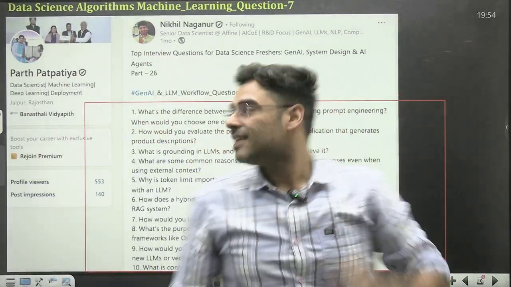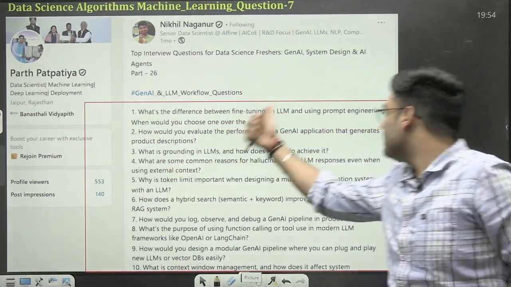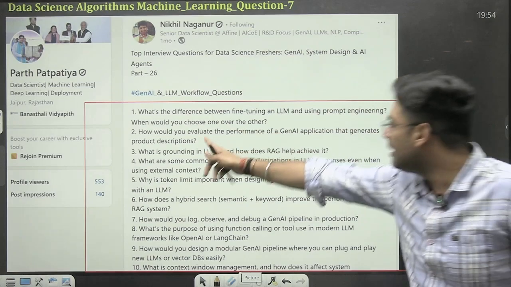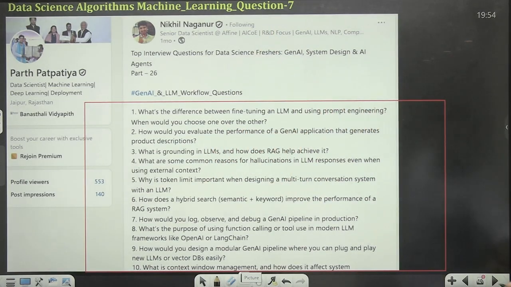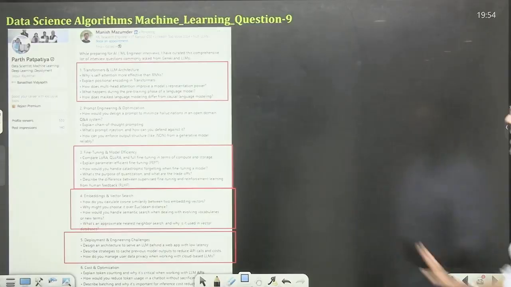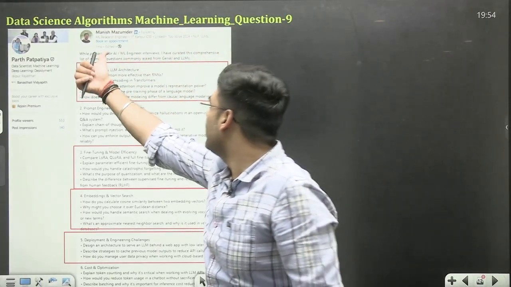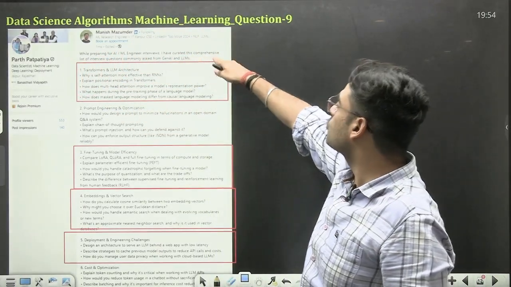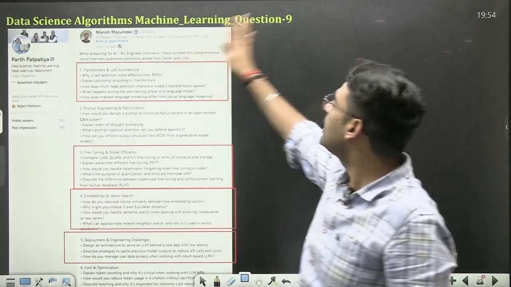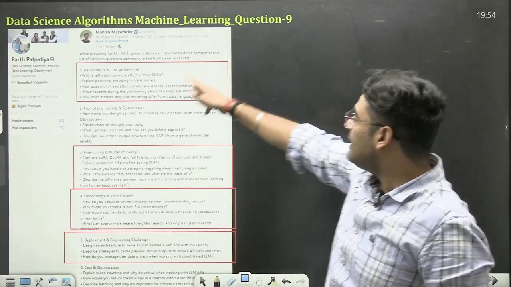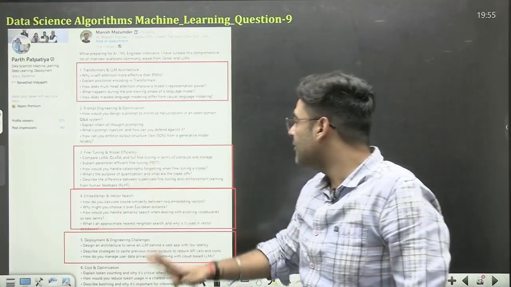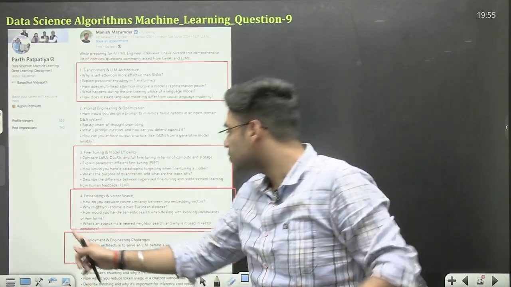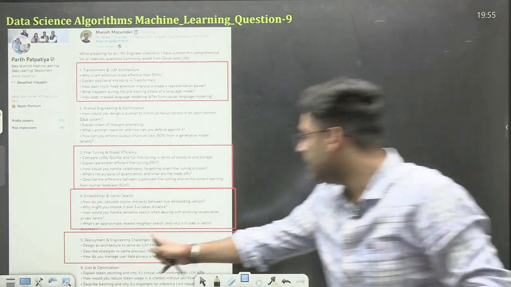Questions such as what's the difference between fine-tuning an LLM and using prompt engineering? How would you evaluate RAG performance of a Gen AI application, and all these questions. Then I would like to show you one more trusted source. While preparing for AI/ML engineer interviews, I have curated this comprehensive list of interview questions mostly asked for Gen AI and LLMs. These questions are related to transformer and LLM architecture, fine-tuning and model efficiency, embeddings and vector search, and deployment and engineering challenges.